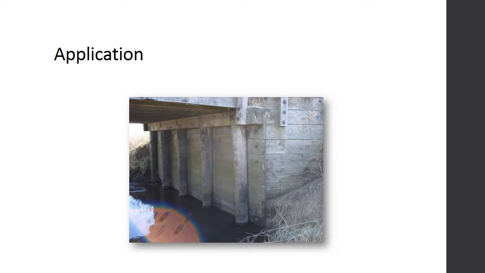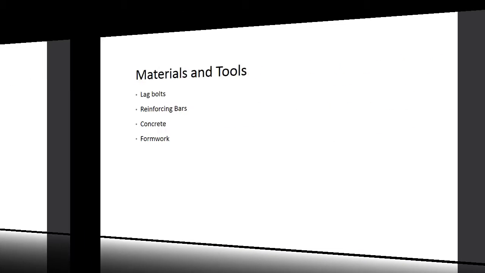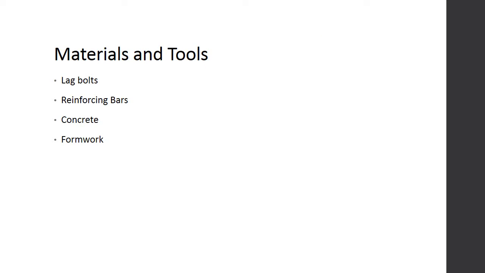This method is used for strengthening a group of timber piles in a single pile bent that have localized minor to moderate deterioration or damage that has weakened the overall strength of the bent. Some of the materials and tools required to complete this repair include lag bolts, reinforcing bars, concrete, and formwork.